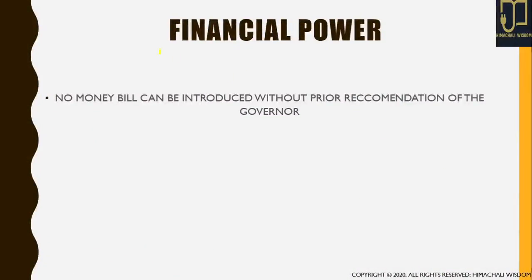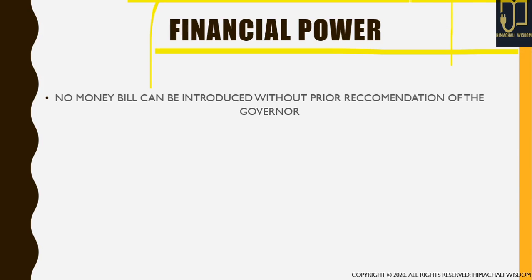Now let's discuss the financial power. Just like we discussed at the central level, if any money bill is to be passed by the Lok Sabha, it needs the president's recommendation. In the same way, at the state level, no money bill can be introduced without the prior recommendation of the governor. The important part is that a money bill is introduced only in the legislative assembly at the state level, just like a money bill is introduced in the Lok Sabha at the union level. Before introduction, the money bill needs prior recommendation from the governor. Only after that can the money bill be passed.